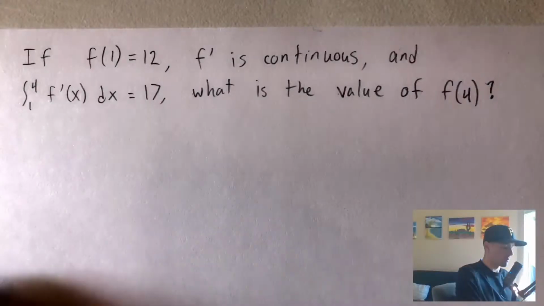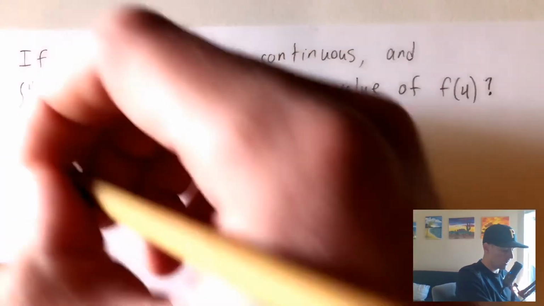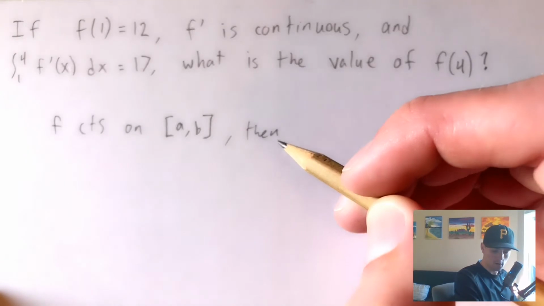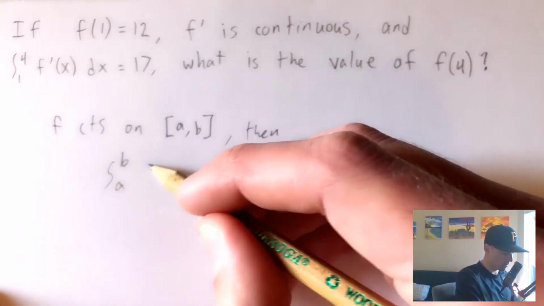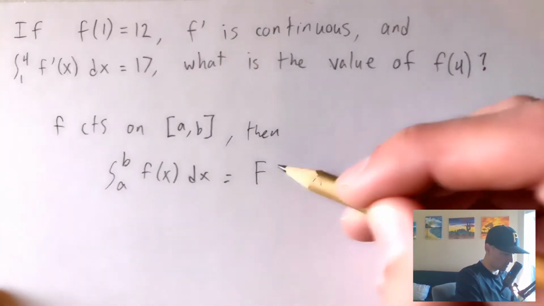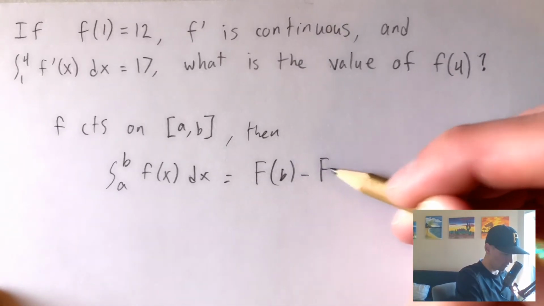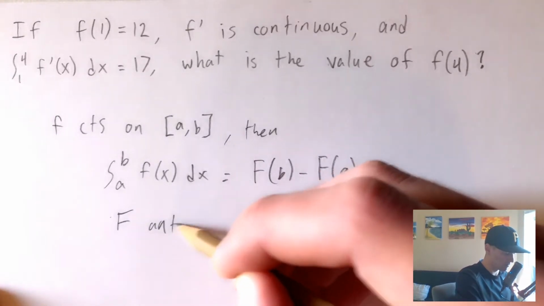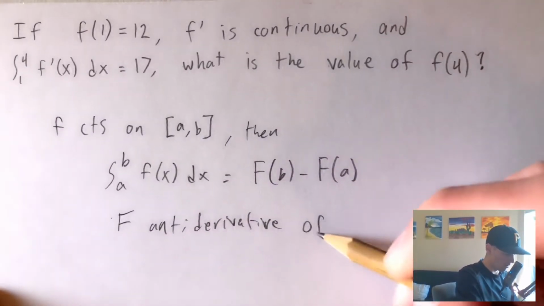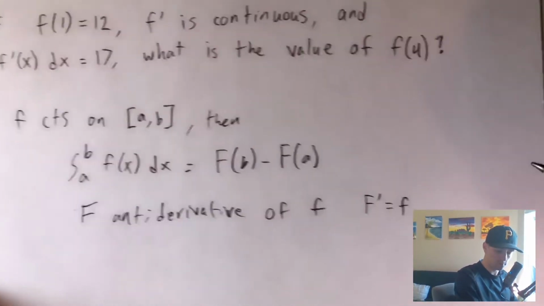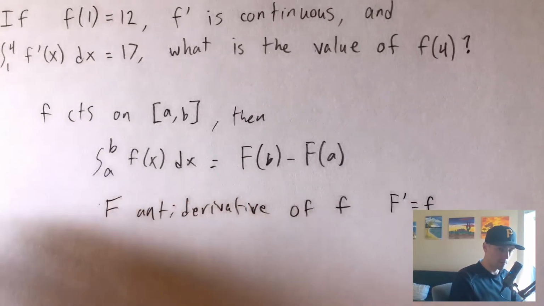But part 2 of the Fundamental Theorem of Calculus basically just says if we have some function f, which is continuous on some closed interval from a to b, then the integral from a to b of that function f of x can just be written as big F of b minus big F of a. And this will be the case whenever big F is some antiderivative of little f, or in other words, big F prime equals f. So this is what part 2 of the Fundamental Theorem of Calculus tells us.